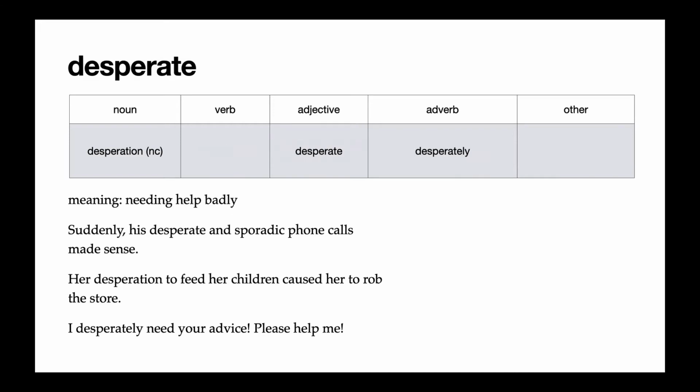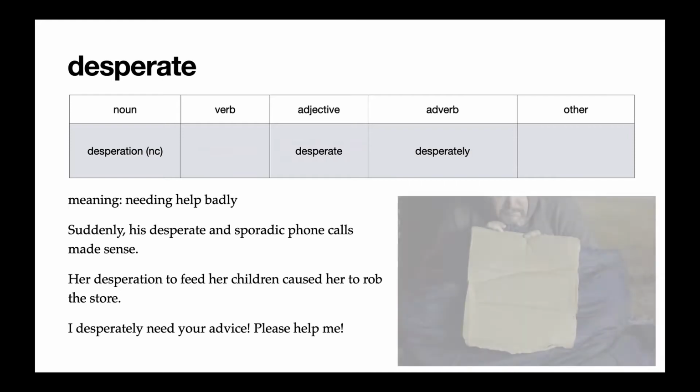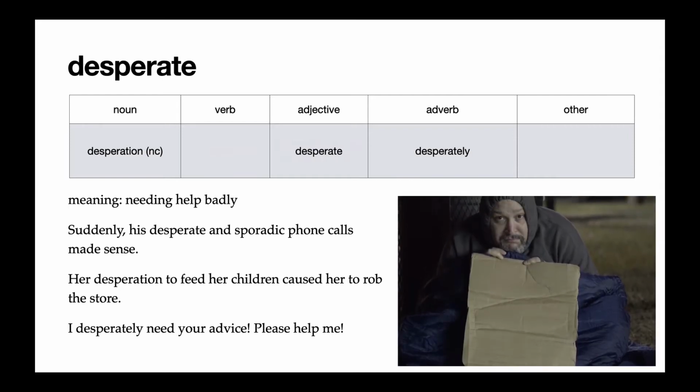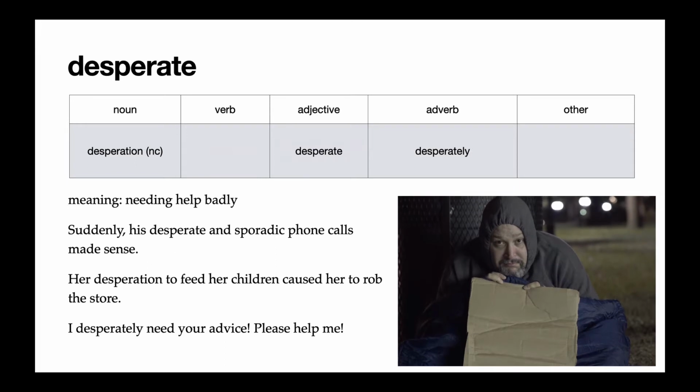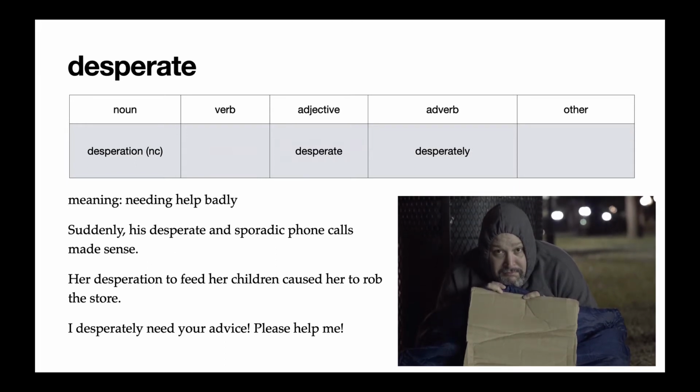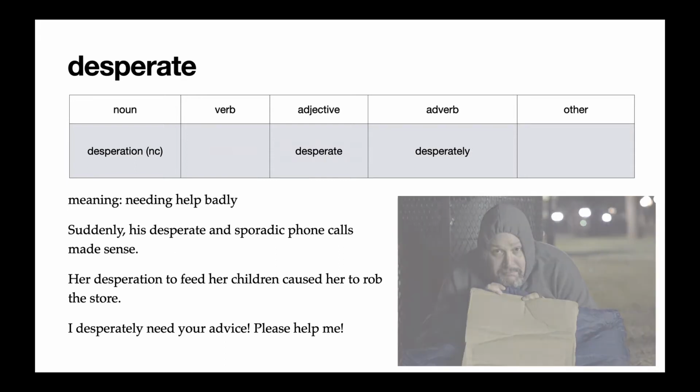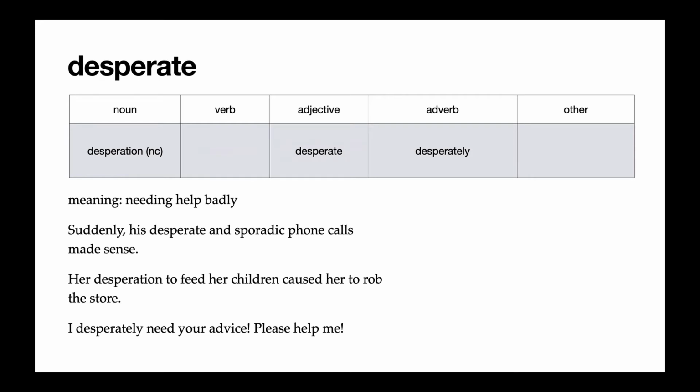Our next word is desperate. Desperate is an adjective that means needing help very badly. So we use this word to describe someone who is in a very bad situation. So if I say I am desperate, that means I am in a very troubling situation, a crisis, and I need your help. So in this story, we said suddenly his desperate and sporadic phone calls made sense. So here desperate is describing the phone calls. That means when he is making these phone calls, we can hear that he needs something and he needs help.